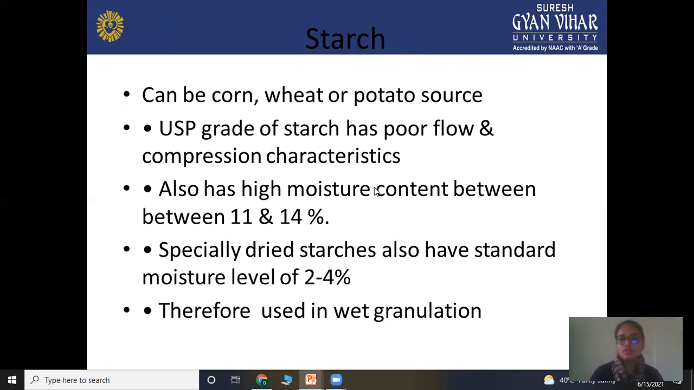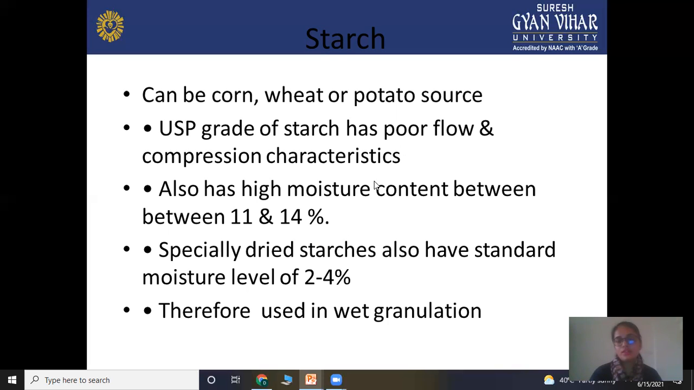It also has a high moisture content, between 11 to 14%. This starch has high moisture because it is present at 11 to 14% moisture content, and especially dry starch also has a standard moisture level of 2 to 4%, and therefore is used for wet granulation. You prepare a starch solution, and whether you use simple starch or dry starch, it still contains certain moisture. If you use starch, it will contain 11 to 14% moisture.